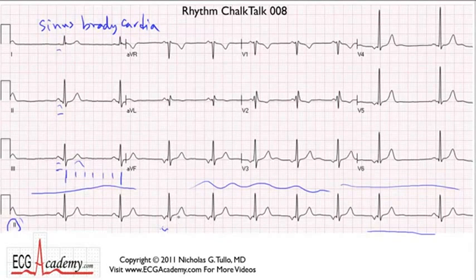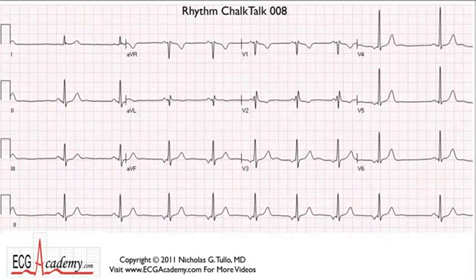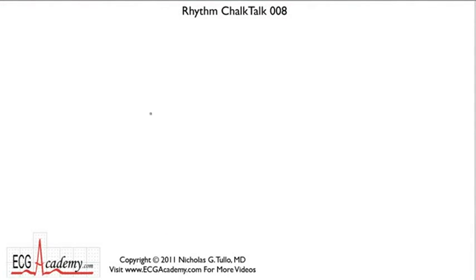Now, not only is it inverted in 2, but it's inverted in AVF, but it happens to be upright in AVL, which makes you think that it is headed from left to right. Well, what do you mean? I mean from right to left. Are we getting confused? Well, in that case, why don't we look at axis and review what axis is all about?